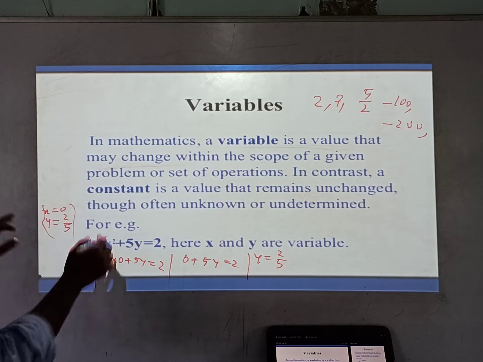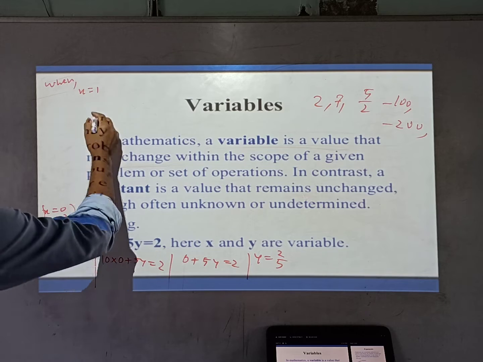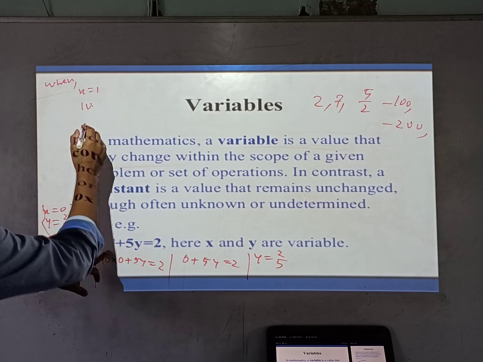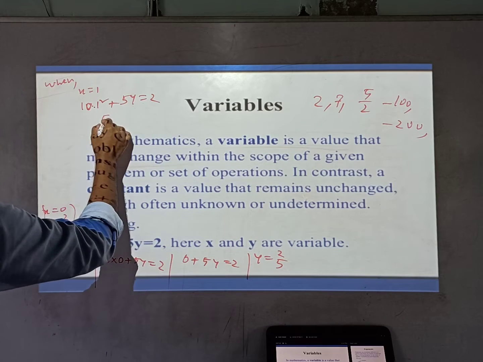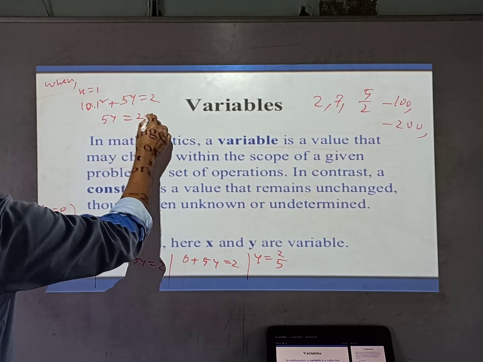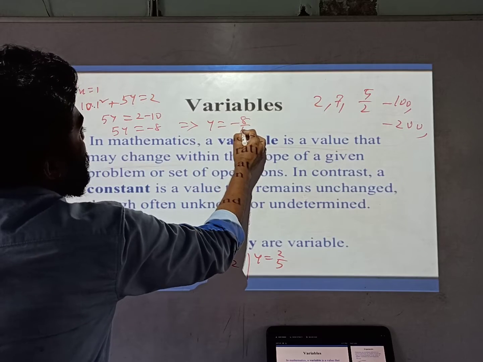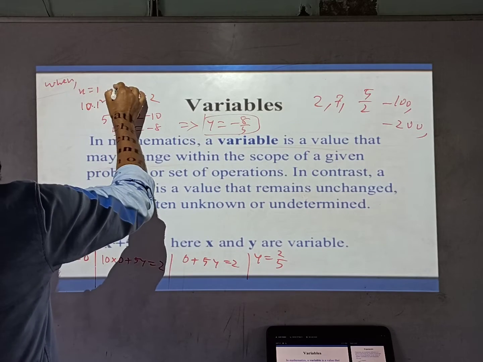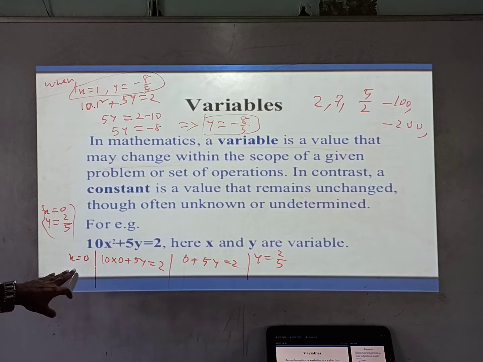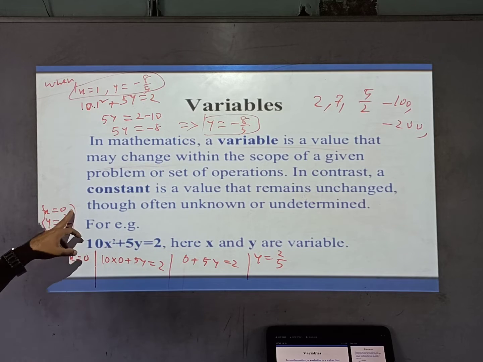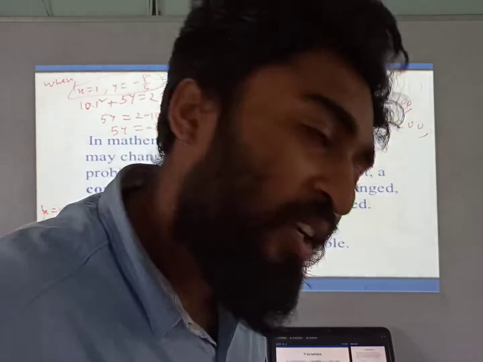Okay, and when x equals 1, if I put x equals 1 in this equation, what do I get? 10 into 1 square plus 5y equals 2. 10 into 1 square is 10. So 5y equals 2 minus 10, that is minus 8. It implies y equals minus 8 by 5. So see, when x equals 1, y equals minus 8 by 5. Like this, as I change the value of x, I get a different value. When x equals 0, y is this. When x equals 1, y is this. So a variable is something which varies from time to time. Okay, simple thing.